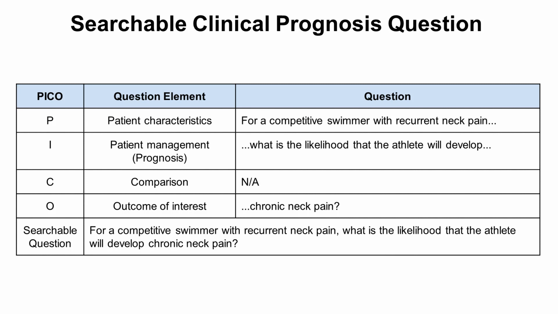Lastly, we have an example using the same patient of a searchable clinical prognosis question. Patient characteristics here are competitive swimmer with recurrent neck pain, and the prognosis portion of the patient management is what is the likelihood that the athlete will develop. Again, there's no comparison because it's not an intervention question, and the outcome of interest would be chronic neck pain. Okay, again, depending on your patient and what information you are lacking, you will create one of these kinds of questions, whether it be intervention, diagnosis, or prognosis.